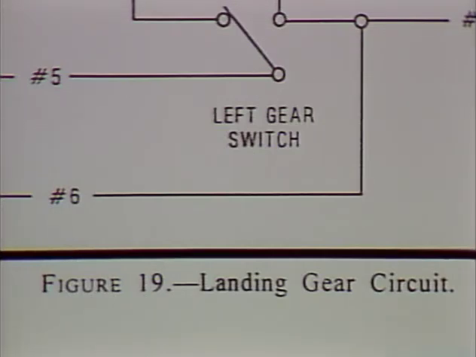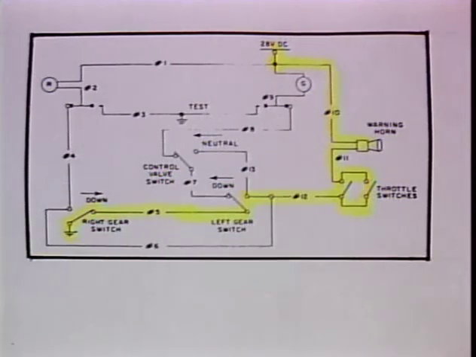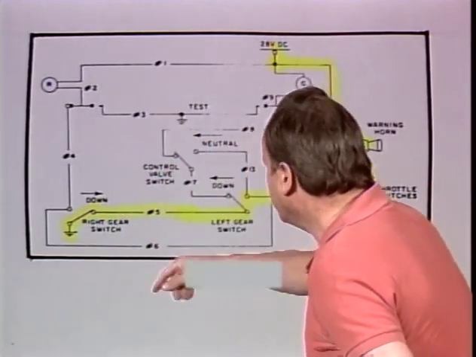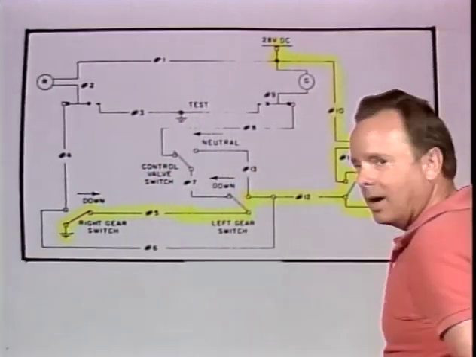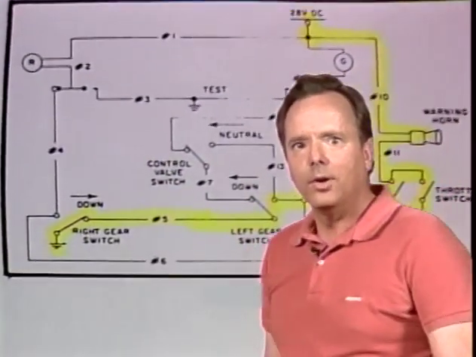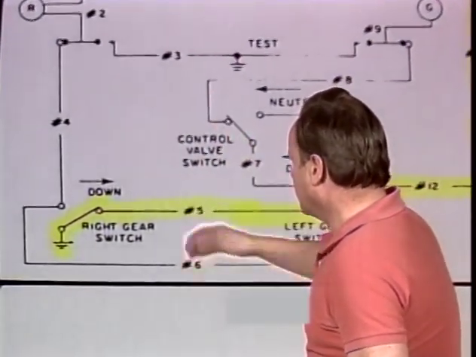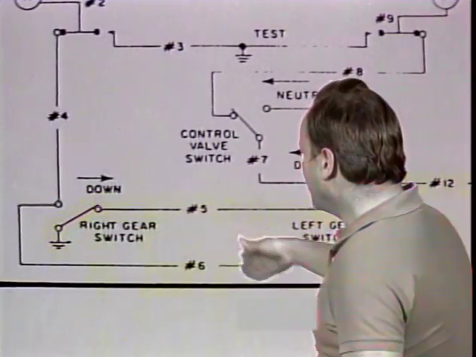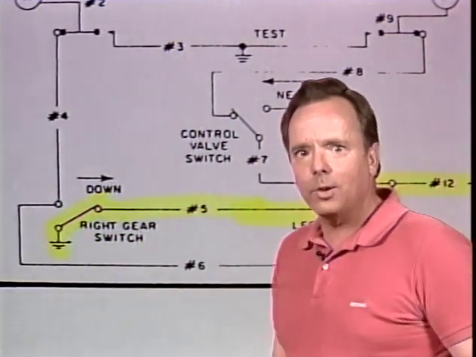Now, here's another question they're going to ask you on the test. It's very similar. They'll say, take a look at figure 19, and what would happen if you had that same situation? You had the right gear down, the left gear up. What would happen if you had an open in wire 5? Well, if you had an open here in wire 5, you've broken the circuit, and the warning horn will not sound when the throttles are retarded. So if you have an open in that circuit, obviously it's not going to work. So if you had that same situation, the right gear down, the left gear up, and an open in wire 5, the warning horn's not going to work properly.